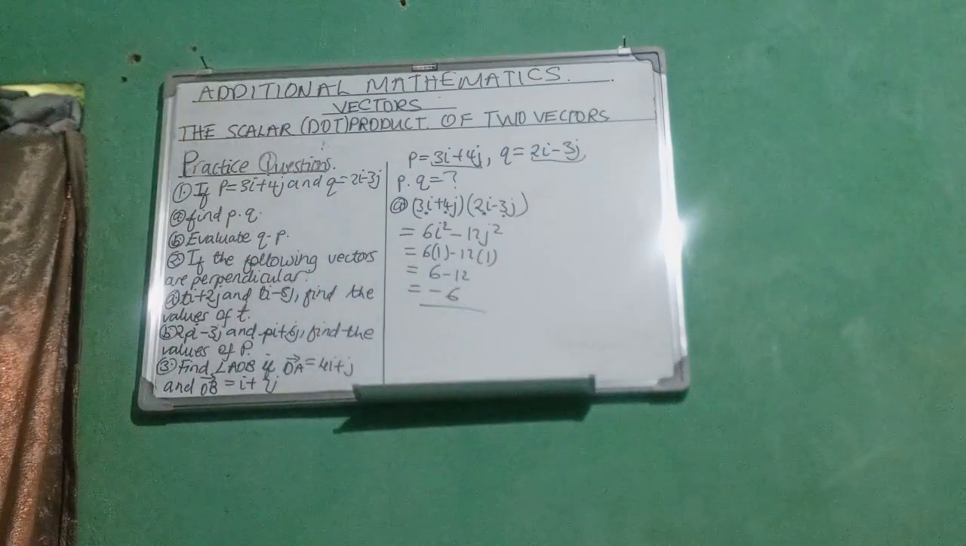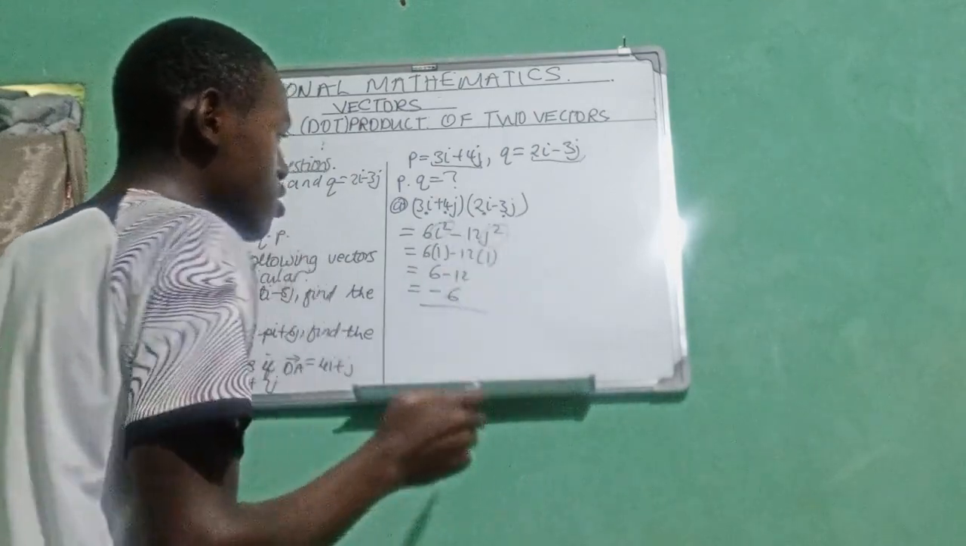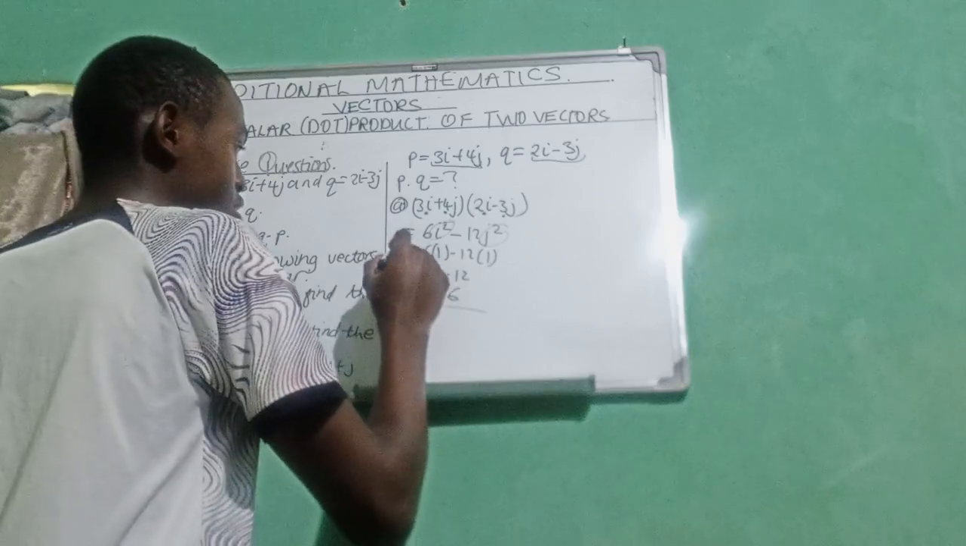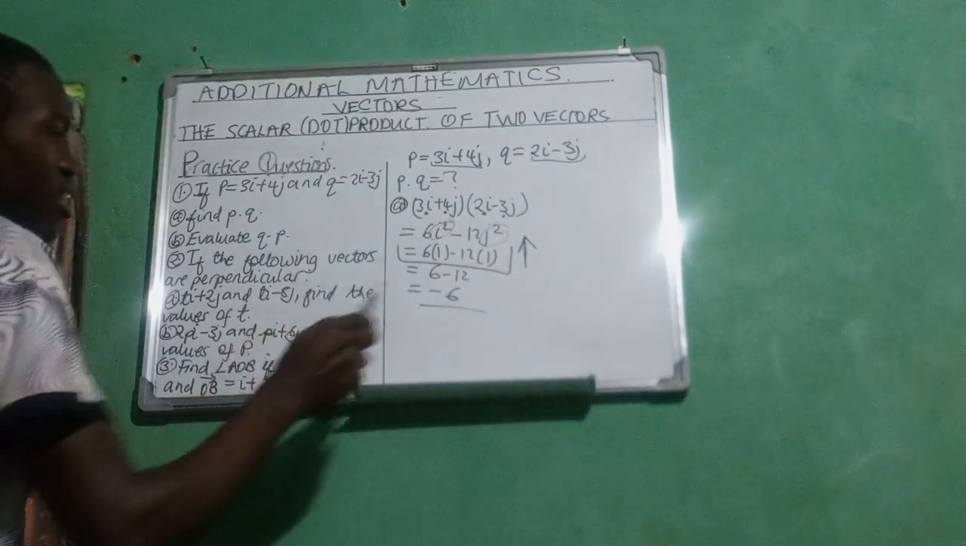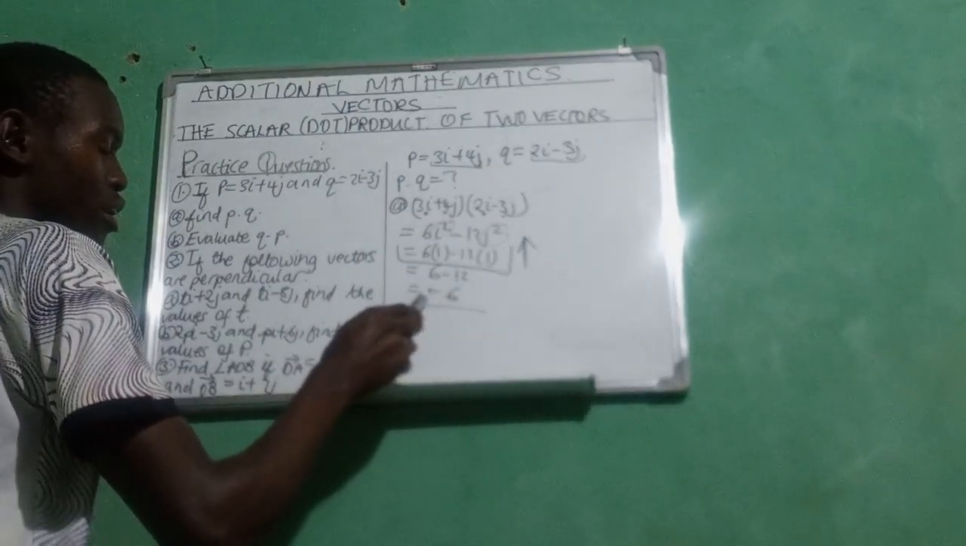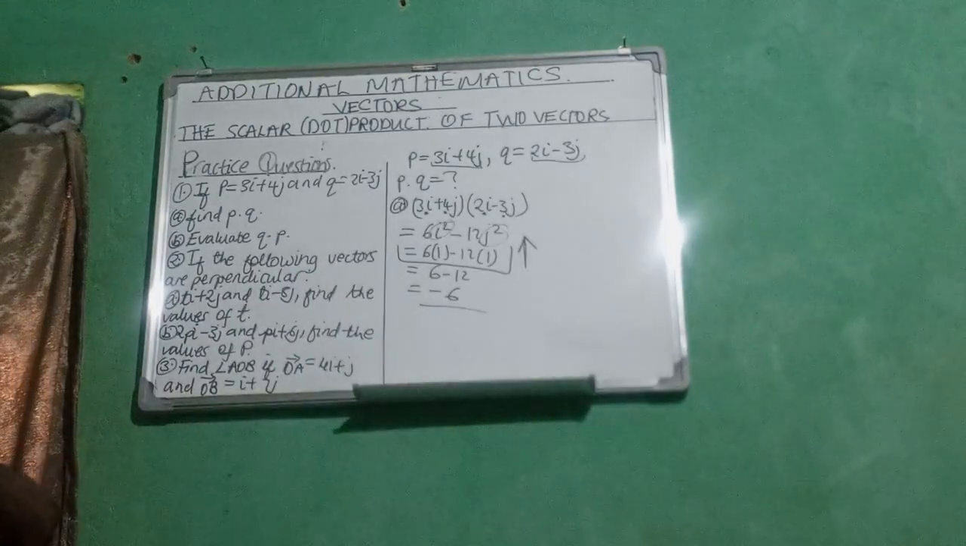Alright, so since now we know that i squared is 1, and j squared is 1, the above steps are not necessary. Just say 6 minus 12, it is negative 6. And that's the final answer for question A.